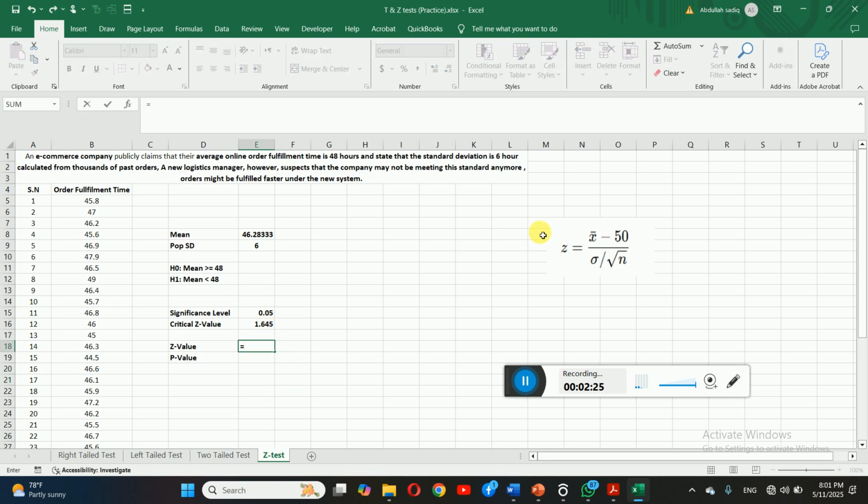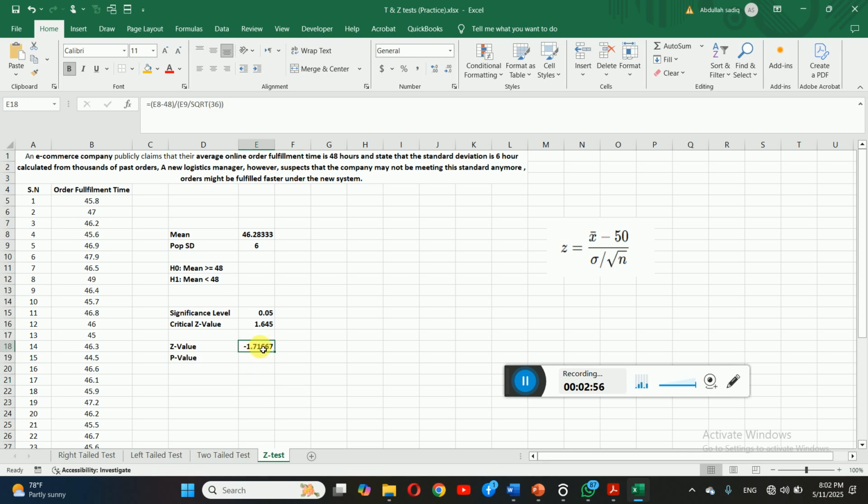Okay, now what is the z value? Just use this function. In this function we have x bar, this is the mean value, minus mu. Mistakenly we have 50 here; the hypothesized value mu is 48, so 48 is mu. This should be divided by sigma, which is known, which is 6, divided by the square root of the sample size, and the sample size is 36 in our example. Okay, now the z value is minus 1.71.